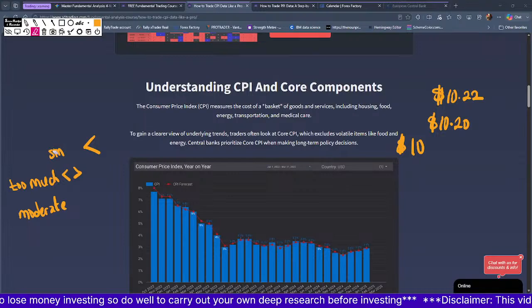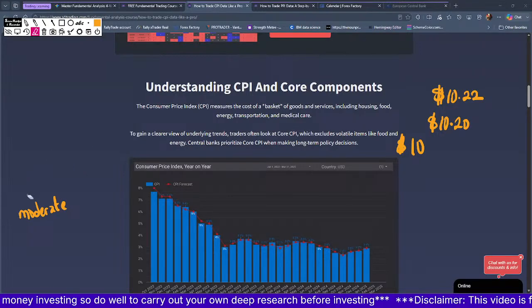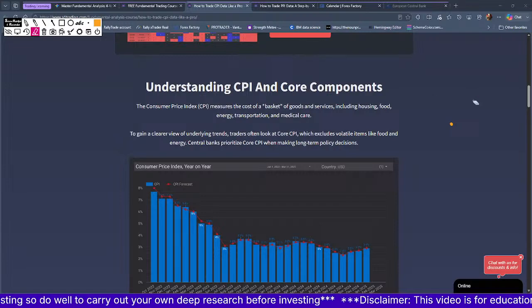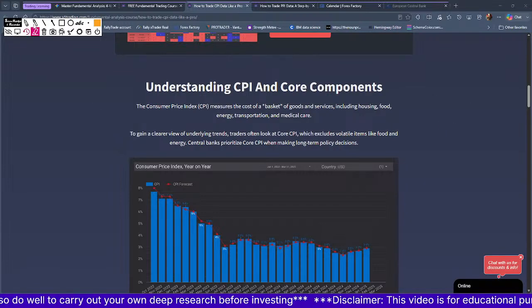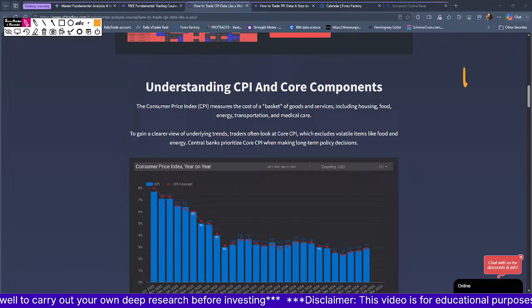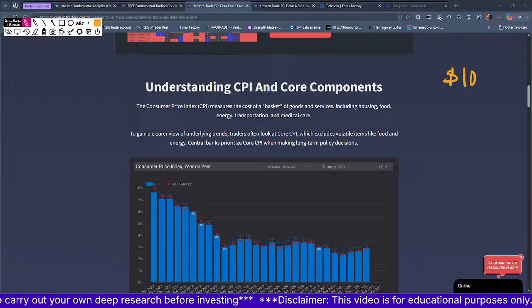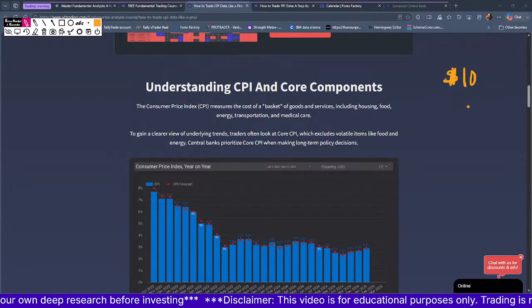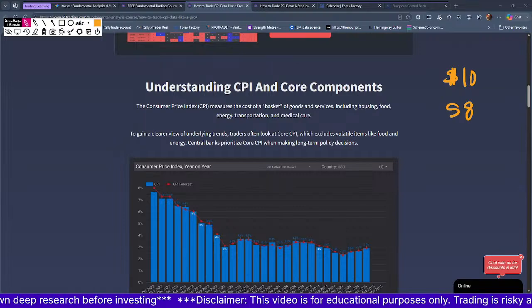So what makes it bad? Well, what makes it bad is if, let's say, you buy an item for $10 and it deflates, meaning it loses value, it will drop to something like $8.